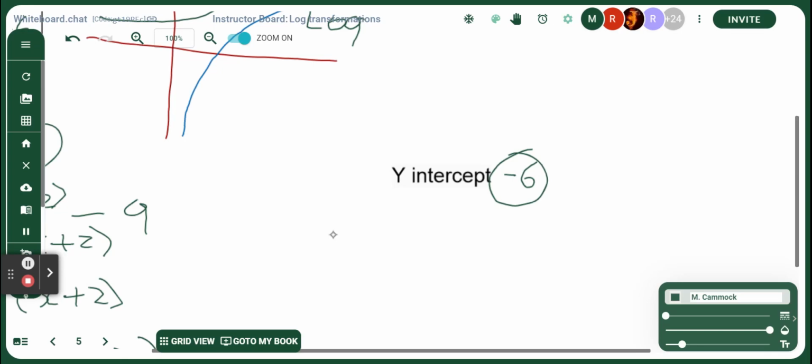Okay, so I'm going to go to the other side now. This time I'm going to say that my y-intercept is equal to 3 to the power of a half times 0 plus 2 minus 9.